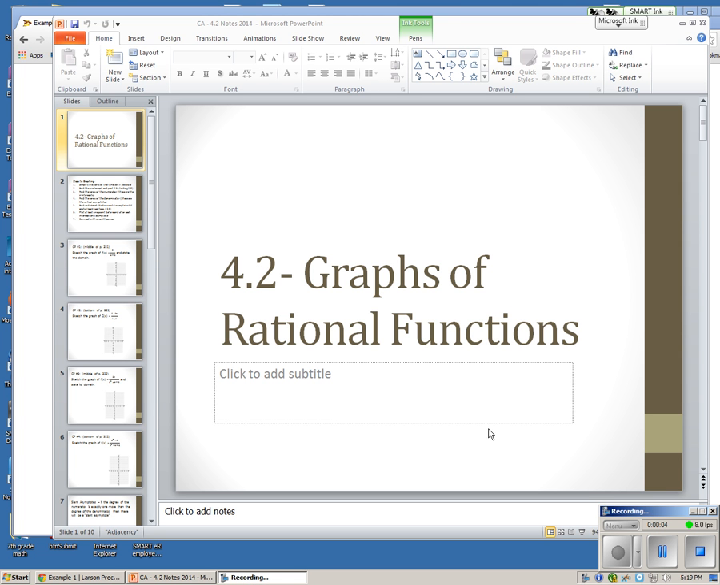This recording is for Chapter 4, Section 2, Graphs of Rational Functions. Please find that section in your book and open up your notebook and we'll get this one going.